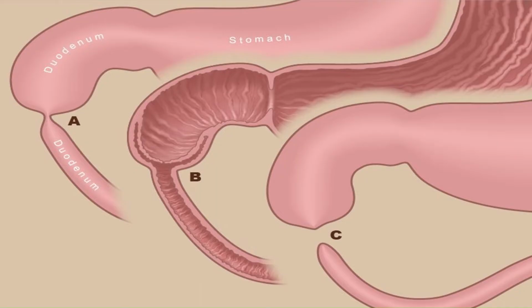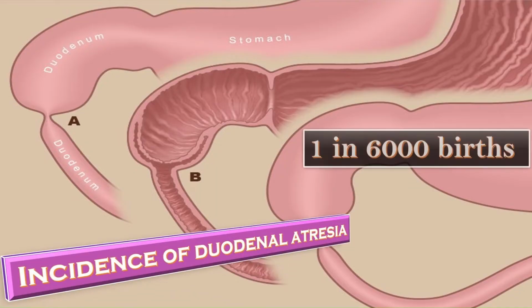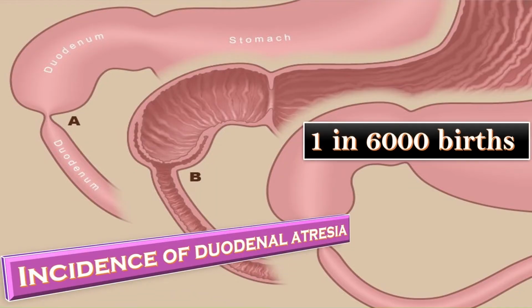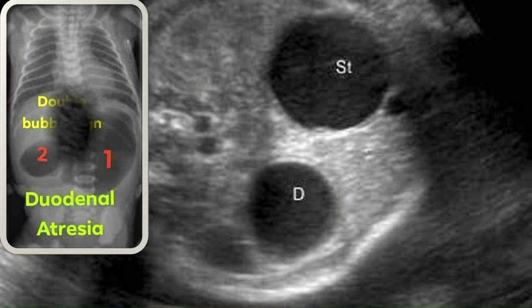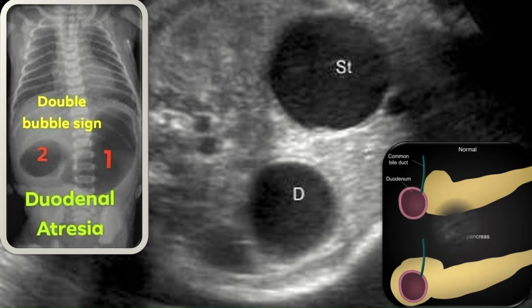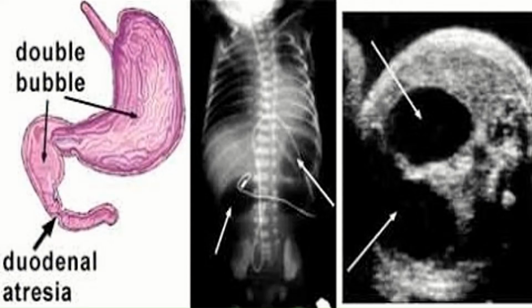The reported incidence of duodenal atresia is 1 in 6,000 births. The double bubble sign represents the dilatation of the stomach and the duodenum. This configuration most commonly occurs with duodenal atresia and in annular pancreas. And annular pancreas is almost always associated with duodenal atresia. Here also we can see the double bubble sign.